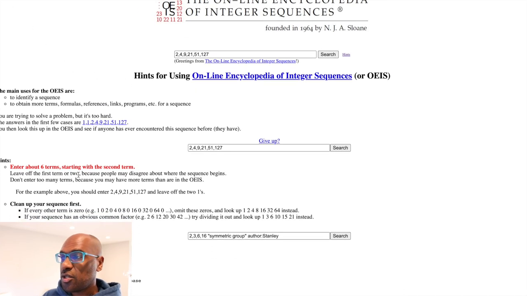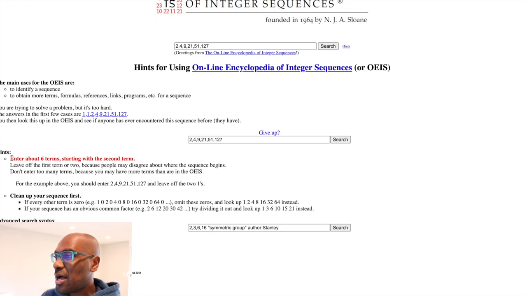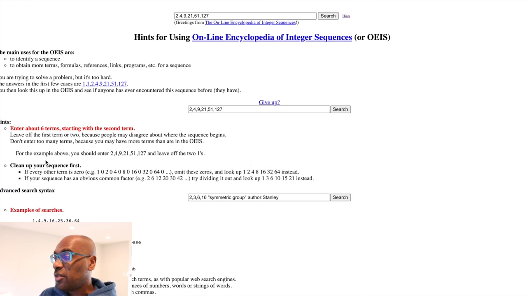So some hints if you're gonna use it: enter about 6 terms and leave the first term off. Start with the second term. The reason is there aren't necessarily agreed upon first terms in many sequences. Like the Fibonacci sequence, some people think it starts with 1 and then a 1, but some people like to start with a 0 instead. If you leave off the first term, you'll match more with things that you'll be able to see in the database. Clean up your sequences.